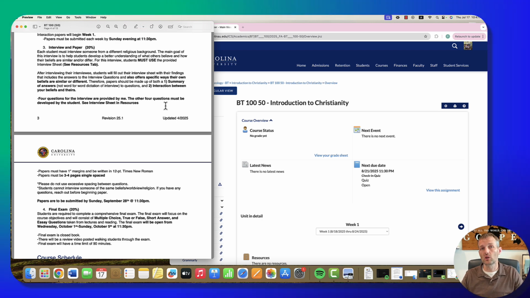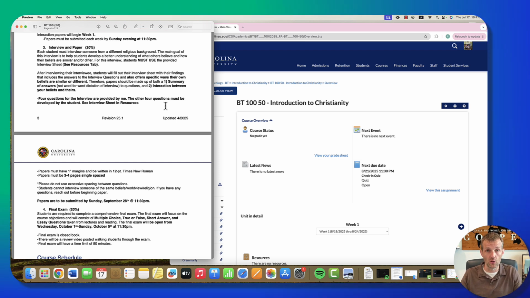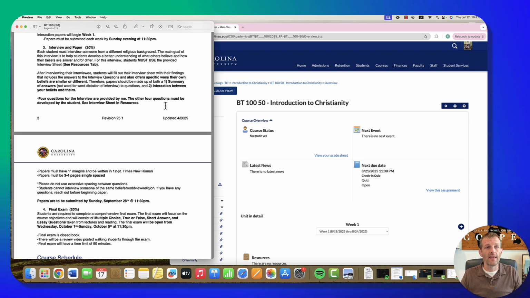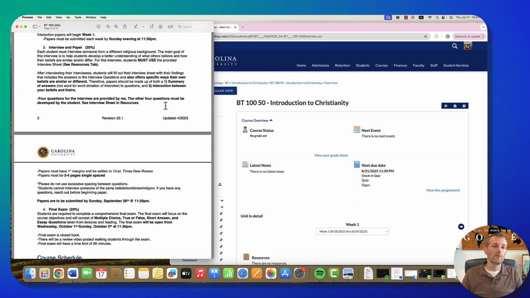Because you're going to choose someone with a different religious background, someone who has different beliefs than you, someone who has a different worldview than you. You cannot interview someone who has the same beliefs as you, or that's too close, because that makes for a really bad interview.